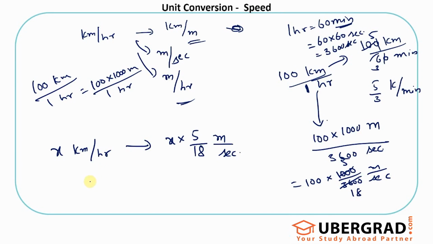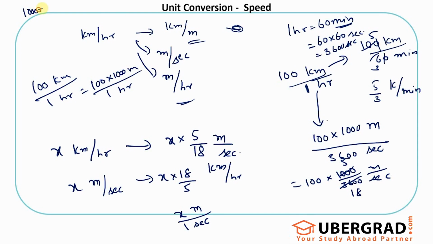Now let's say I have to do it the other way around, like meters per second to kilometers per hour. The shortcut is this: x meters per second, you just have to do x into 18 by 5. But how would I do it? I'll show you that. x meters per 1 second. If I have to convert meter into kilometer, I know that 1000 meters is equal to 1 kilometer. What is 1 meter? Let's assume this as d. Cross multiply: 1000 into d is 1 into 1. So d is nothing but 1 by 1000.